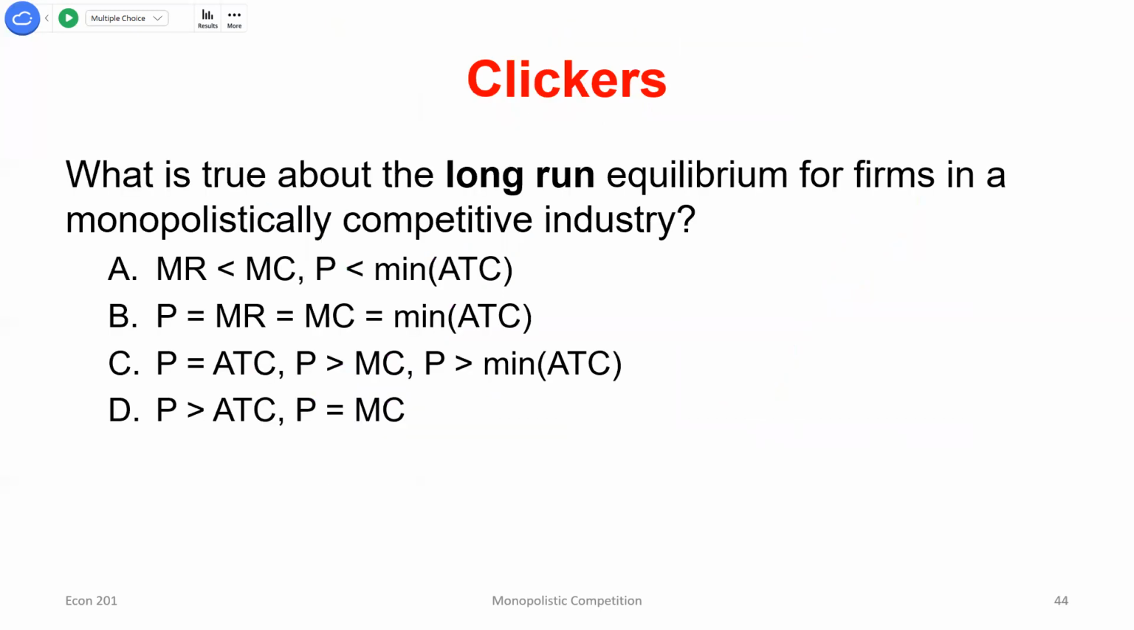So, what is true about the long run equilibrium for all firms in a monopolistic competitive market? I just want to get an idea of where we're at here. Talk to people around you. I'll give you a little bit of time to work on this, and we'll think about it. Maybe drawing it out might help you think about the relationship between price, marginal costs, and where the minimum point in your average total cost curve is. And marginal revenue.